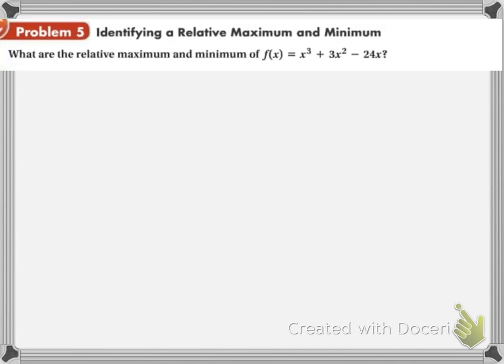Problem 5, talking about identifying relative max and mins. Just go ahead and write this problem down again. We need to show it on the calculator tomorrow in class. Remind me to show you on the calculator tomorrow in class. But make sure you have this down, and we'll talk about what the relative max and mins are.